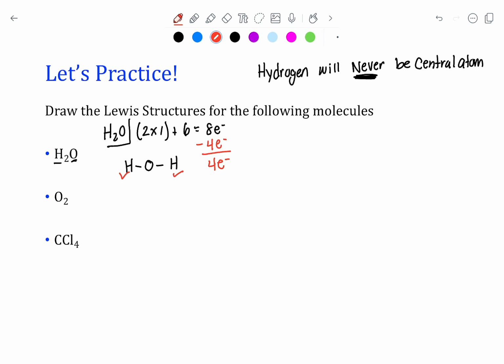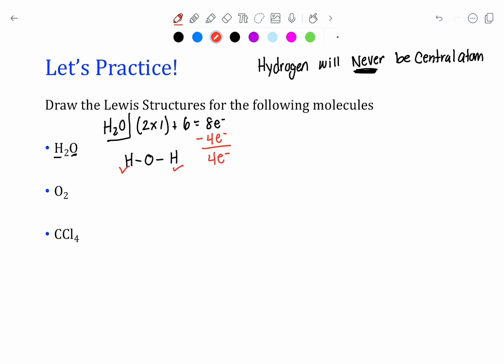We move on to step 5, which says place any remaining electrons on the central atom to complete its octet. So we have 4 remaining electrons. Oxygen only has 4 electrons surrounding it right now, so these excess 4 electrons are going to be placed on the oxygen as lone pairs to complete its octet. So now, in total, it has 8 electrons. 2 from the lone pairs, 2 from the bond. 4 from the lone pairs, 4 from the bonds. Okay. So that's our structure of water.